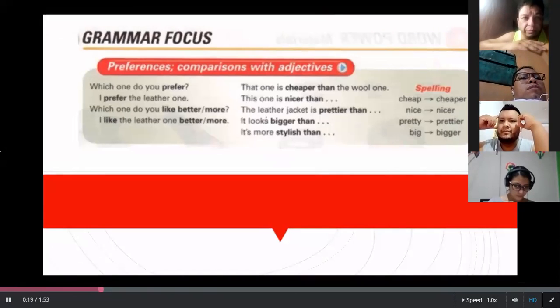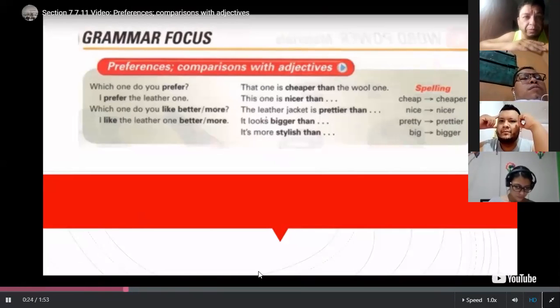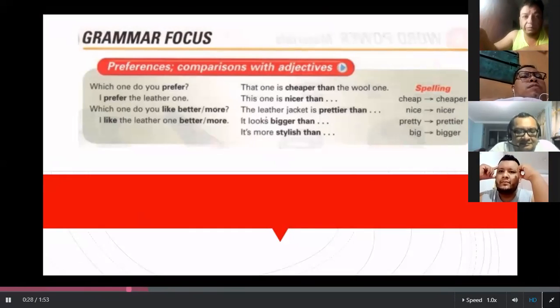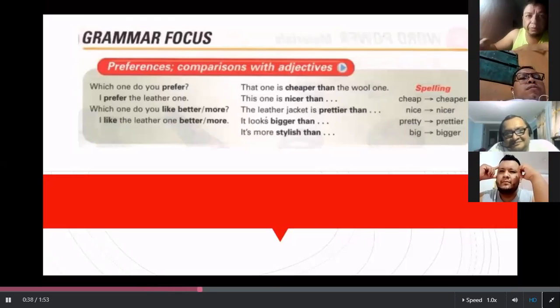Which one do you prefer? I prefer the leather one. Which one do you like better? I like the leather one better. Which one do you like more? I like the leather one more. That one is cheaper than the wool one. This one is nicer than the wool one. The leather jacket is prettier than the wool one. It looks bigger than the wool one. It's more stylish than the wool one.